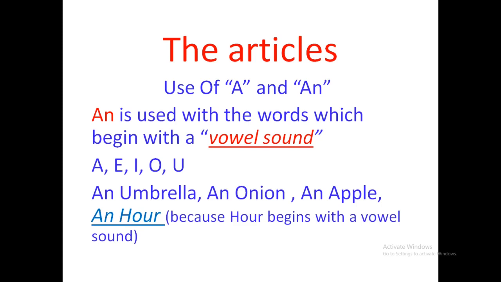So here are examples: an umbrella, u is a vowel; an onion, o is a vowel; an apple, a is a vowel; an hour. Here h is not a vowel, h is a consonant, but hour is producing the sound of a vowel, an hour. So we'll use an with hour, because hour begins with the sound of a vowel. So we'll use an hour.